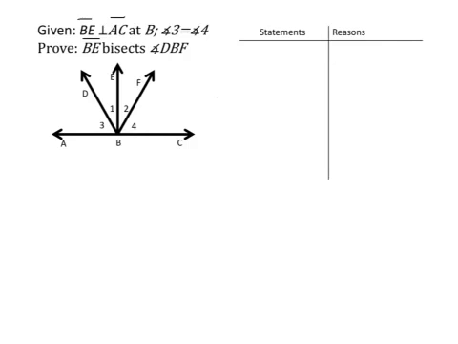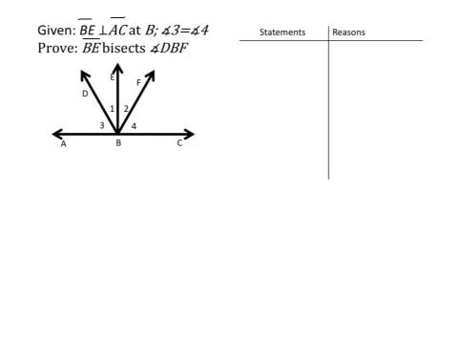Okay, with this proof we are given that segment BE is perpendicular to segment AC at point B, and angle 3 is equal to angle 4. Then we're asked to prove that segment BE bisects angle DBF. So BE, we want to prove that that bisects angle DBF. Well, what do we need to do first? So let's think about that. Where do we want to go with this proof?